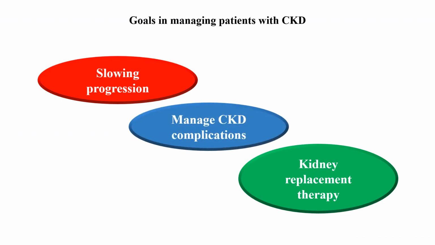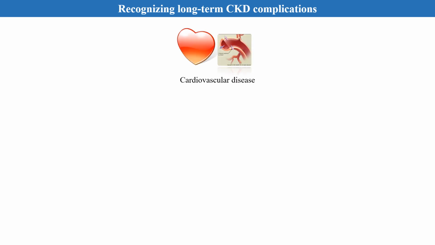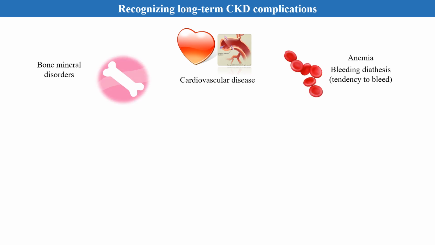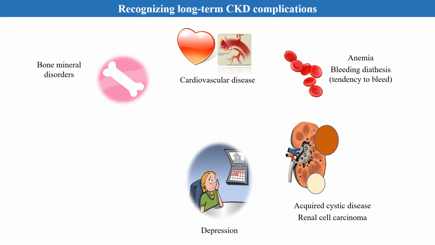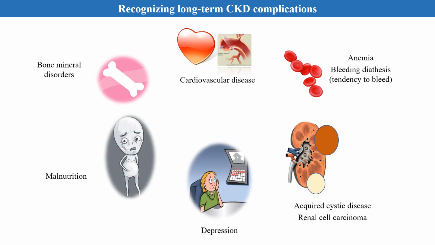In addition to slowing CKD progression, we also have to simultaneously manage CKD complications. CKD can adversely affect essentially every organ system. CKD can lead to increased risk for diseases of the cardiovascular system, bones and mineral disorders, anemia and bleeding diathesis or problems with normal coagulation, acquired cystic kidney diseases and renal cell carcinoma, depression, and malnutrition.